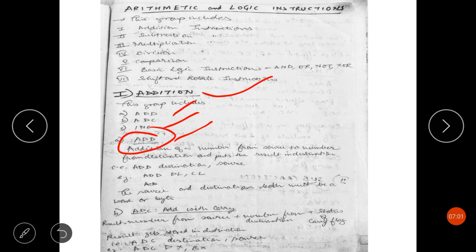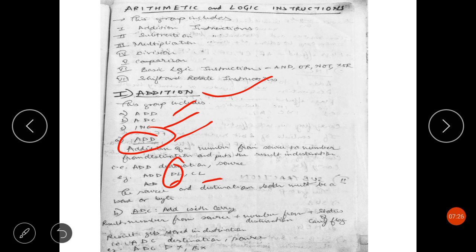The ADD instruction adds the content of the source and the destination and stores the result in the destination. Source and destination can be anything. They can be memory locations or registers, and one more thing, source and destination cannot both be memory locations at the same time.